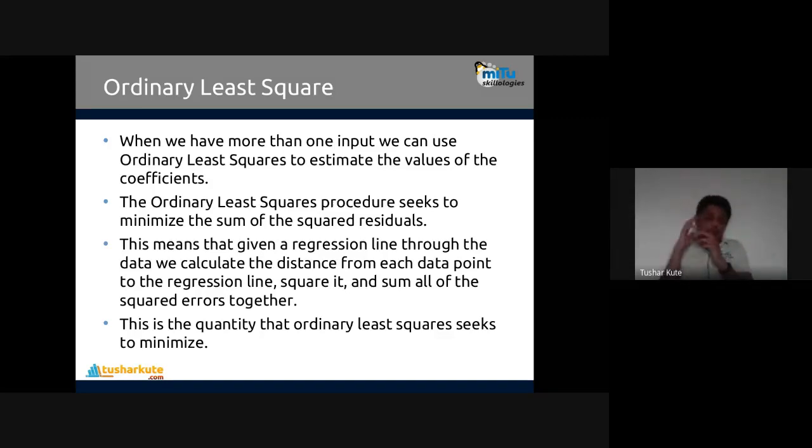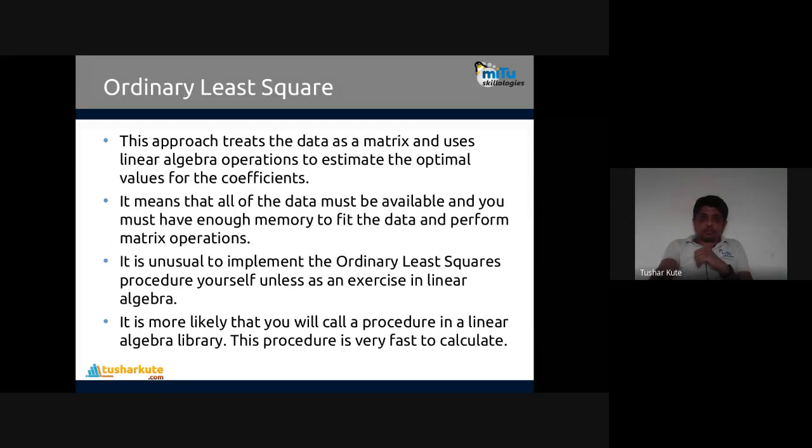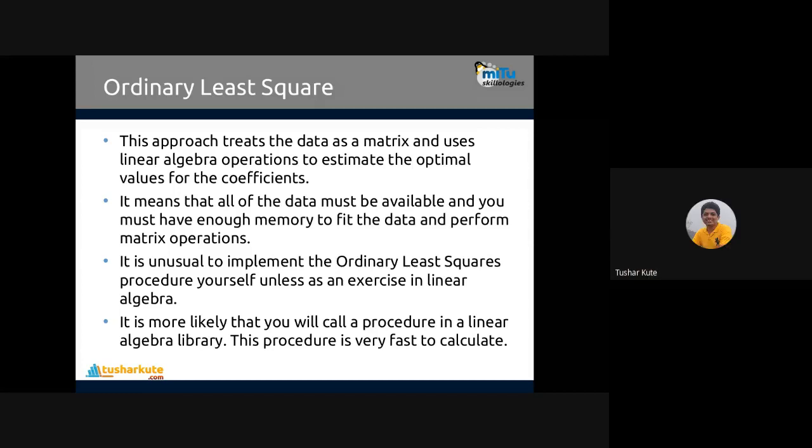There are some formats of linear regression, meaning modifications. The first modification is called ordinary least squares, OLS. Least squares regression is also a name given to it. When we have more than one input, we can use ordinary least squares to estimate the values of the coefficients. The purpose is the same, linearly connected. But what exactly does it do? This approach treats the data as a matrix and uses linear algebra operations to estimate the optimal values of the coefficients.